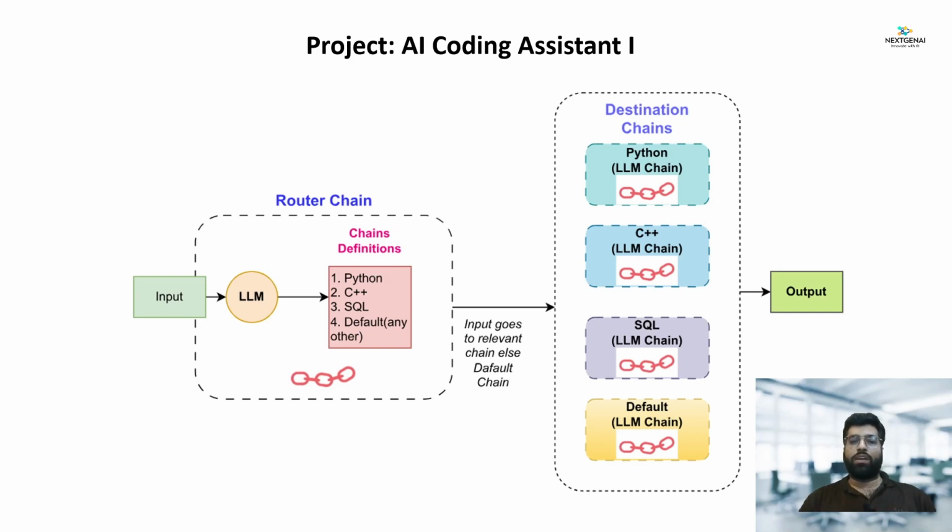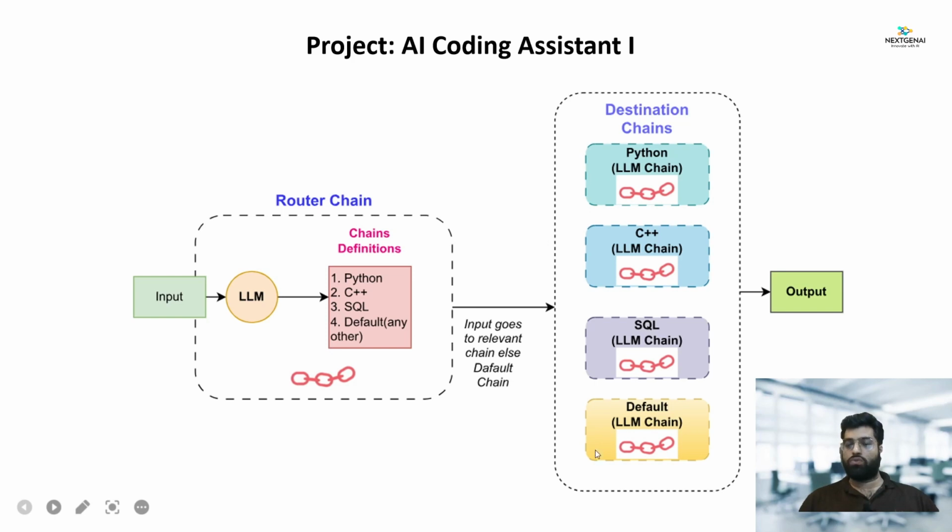By definition, I mean what the functionality of the Python chain is and what kind of prompt it uses inside it. Similarly for the other chains: what is the functionality of the C++ chain, and similarly for the SQL chain as well. The router chain has all these different chain definitions inside it, and depending upon the input, the LLM will decide to which destination chain the input should be routed. Let's say we have an input statement like: give me the factorial of number 5 in Python code. The LLM will understand this input and route it to the Python chain.